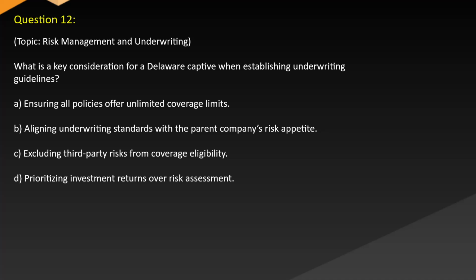Question 12. Topic: risk management and underwriting. What is a key consideration for a Delaware captive when establishing underwriting guidelines? A. Ensuring all policies offer unlimited coverage limits. B. Aligning underwriting standards with the parent company's risk appetite. C. Excluding third-party risks from coverage eligibility. D. Prioritizing investment returns over risk assessment.